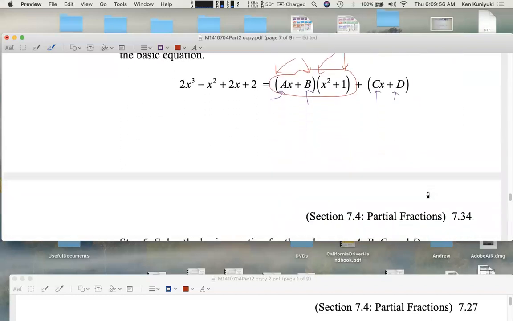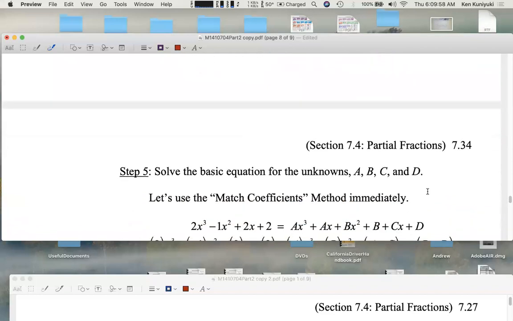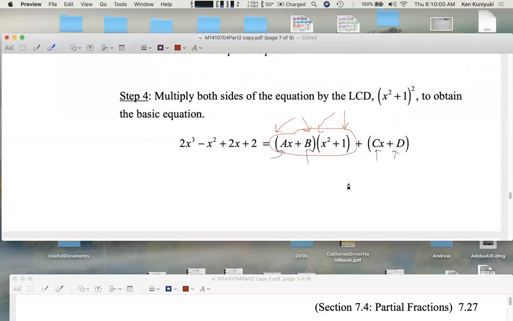All right. So, well, go ahead and do it. Give you 20 seconds. FOIL this thing out. Okay.